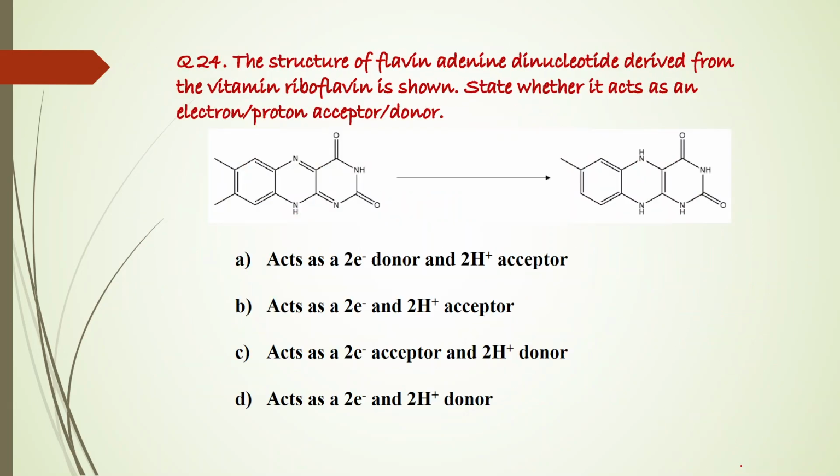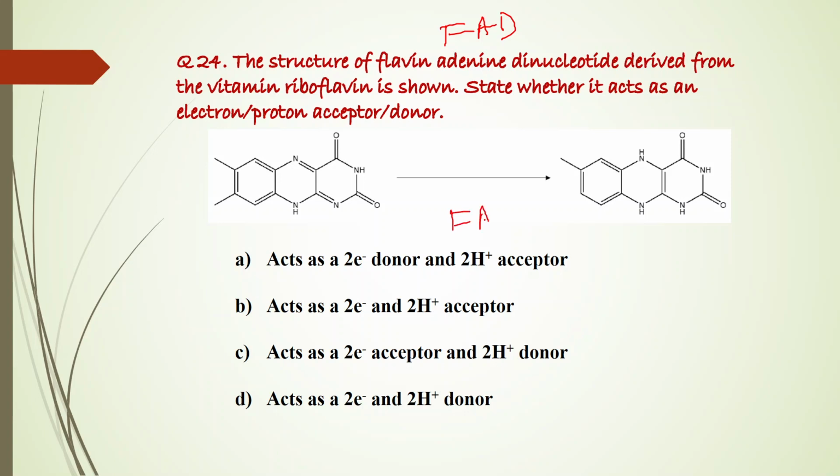Moving to the next question. This is basically the structure of flavin adenine dinucleotide, derived from vitamin riboflavin, that is shown. So this is basically talking about FAD. State whether it acts as an electron or proton acceptor or donor. So you all know FAD gets transferred to FADH2. Ultimately it gets reduced to FADH2.